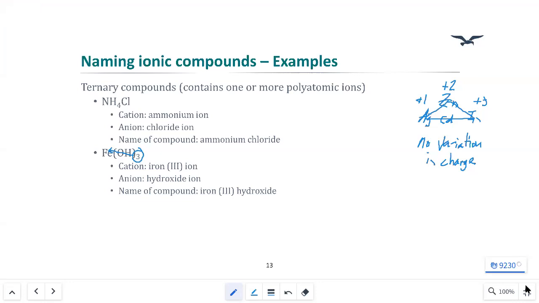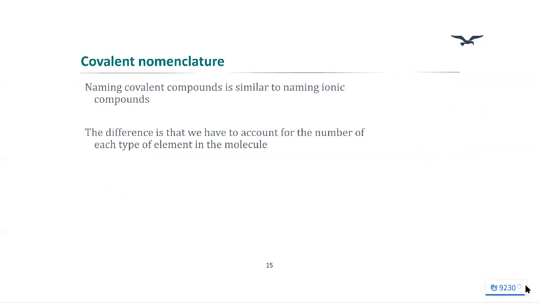I can use the charges as I know them to give me the chemical formula. I can also use the chemical formula to switch it back and give me the charges if I don't know them. So I've got the iron 3 ion, I've got the hydroxide ion, I put them together. The correct name for that compound is iron 3 hydroxide. Okay, so that's ionic nomenclature.